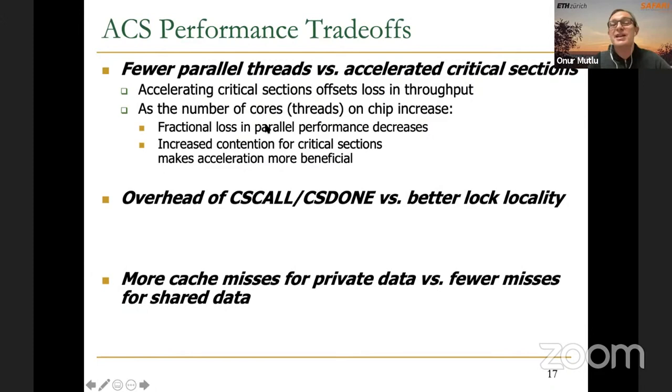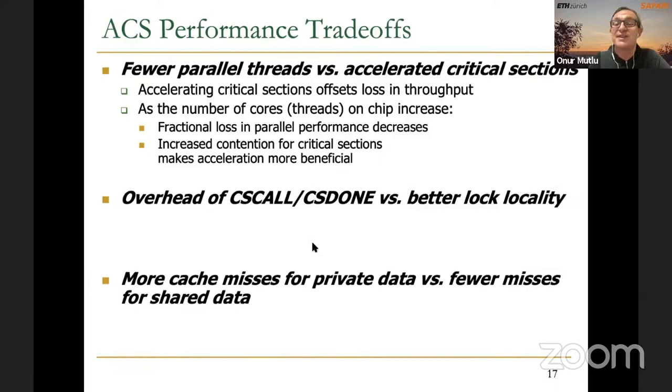And also in the future, as the number of cores or threads on chip increases, fractional loss in parallel performance decreases. Meaning, okay, today, for example, you have 16, that's equivalent to 16 small cores. You dedicate four of those small cores to a large core. Basically, you lose 1/4 of your throughput, right? In that case, it's 75%. That's kind of a lot, right? But in the future, you may have an area that's equivalent to 100 small cores. And let's say you dedicate an area equivalent to 8 small cores to a large core. 8 out of 100 is only 8%. It's not 25%. So basically, fractional loss in parallel performance decreases, as you can see, right?